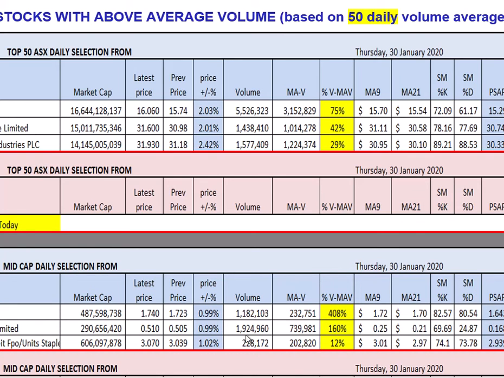Yesterday, Amcor had a 2% rise in the price and had 75% above its average volume. The average volume over 50 days was 3.1 million, and yesterday we've seen 5.5 million transactions taking place. Again, it may be worthwhile looking at Amcor. And so is Sonic, 2% rise in the price and 42% above its average volume.